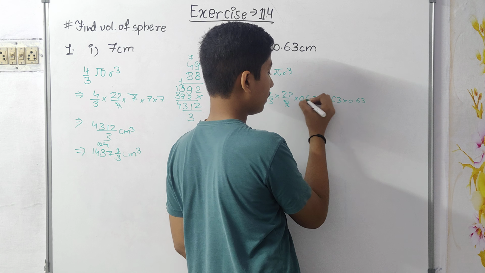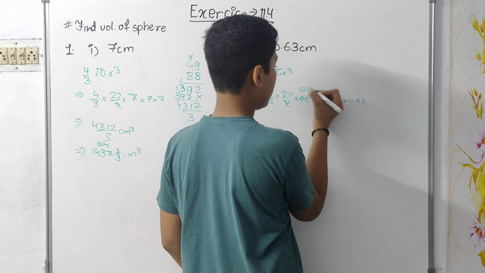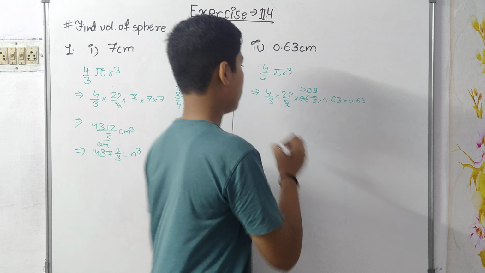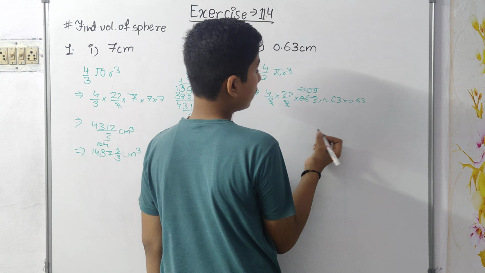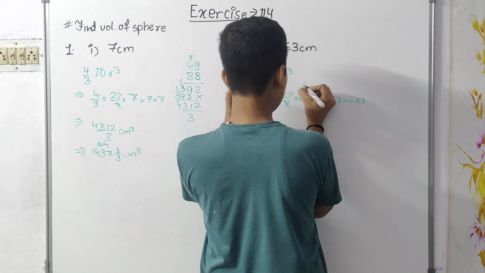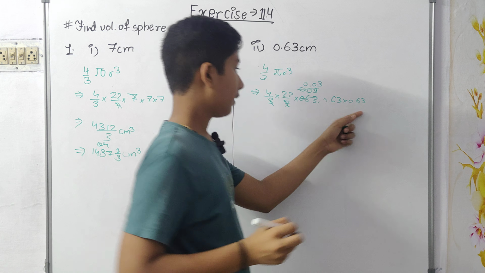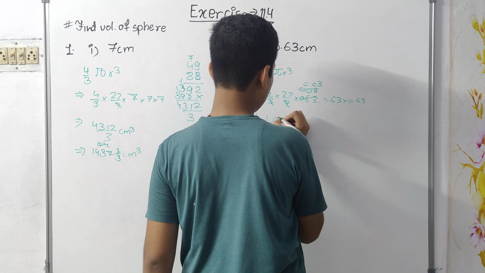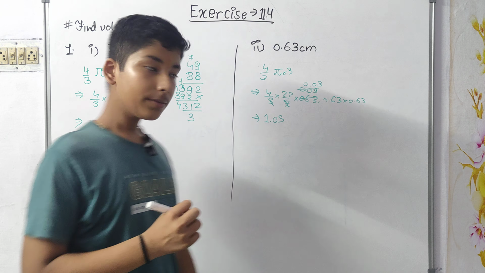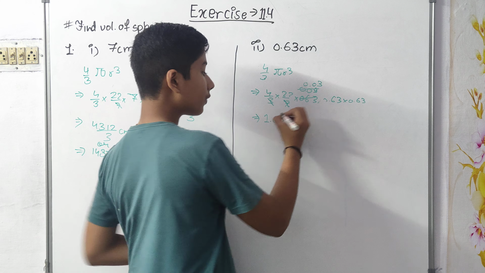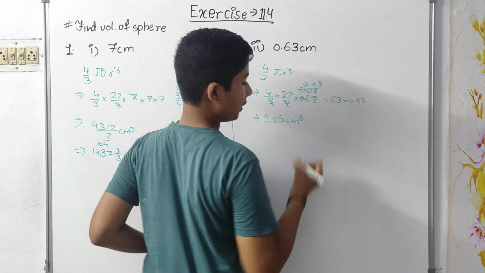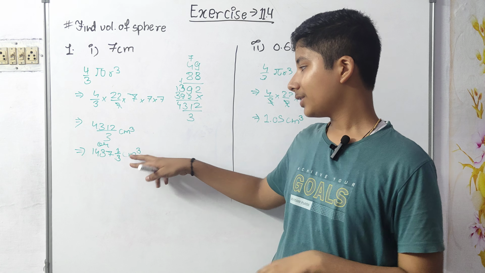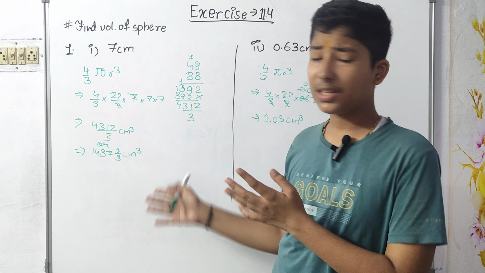Okay. 7 9s are 63, so it would be 0.9, with 0.09 it would be, and it would be 0.03. So when you solve this, you will get the answer 1.05. Here it will come with centimeter cube also. This will be our answer. This question was easy, but the first question was confusing: converting to mixed fraction, multiply, and that's all.